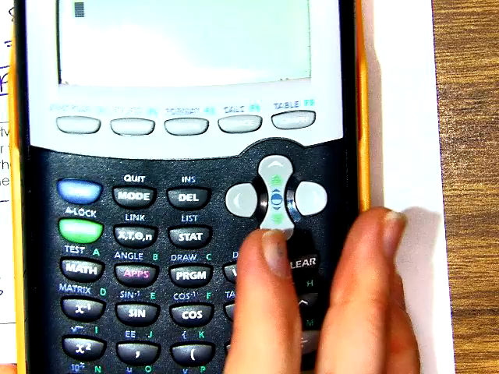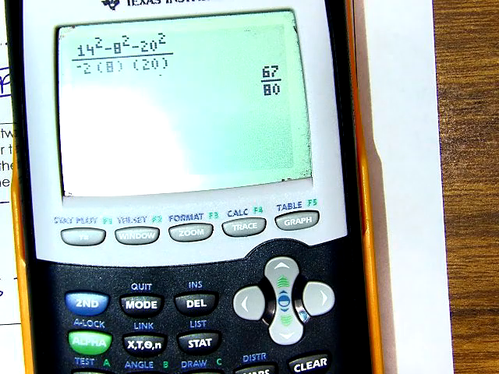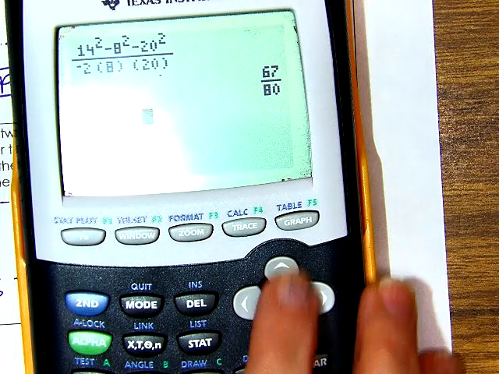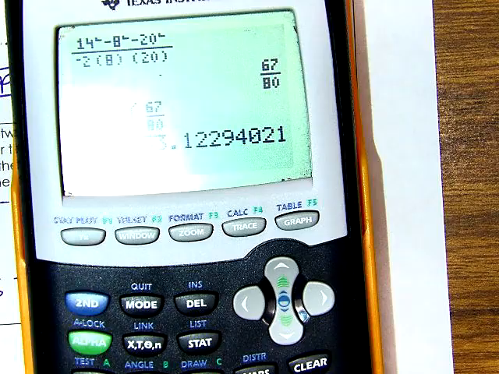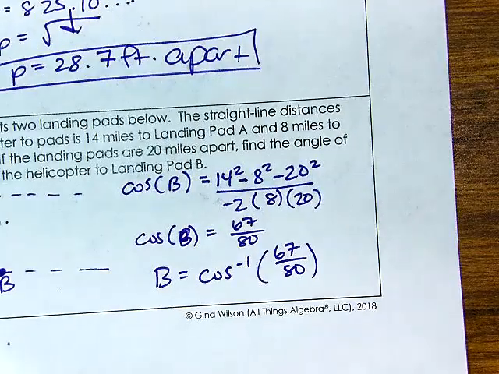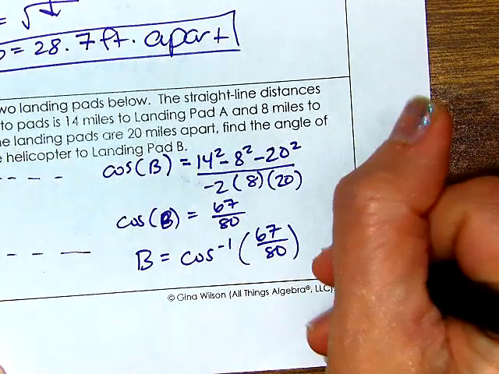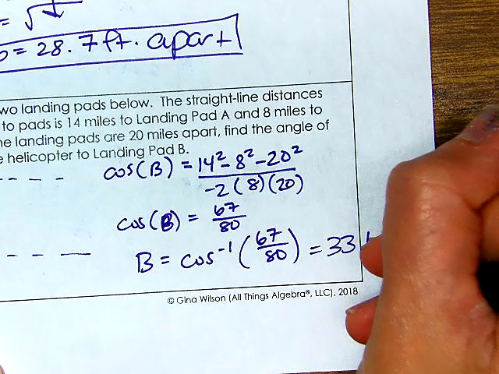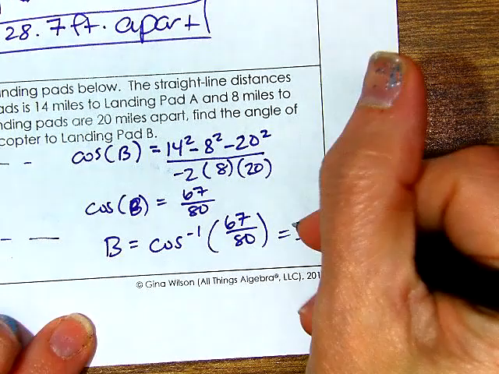So angle B will be the inverse cosine of 67 over 80. So back to the calculator. Second cosine, highlight, enter, enter, 33.1 degrees. And that answers what it wants to know.